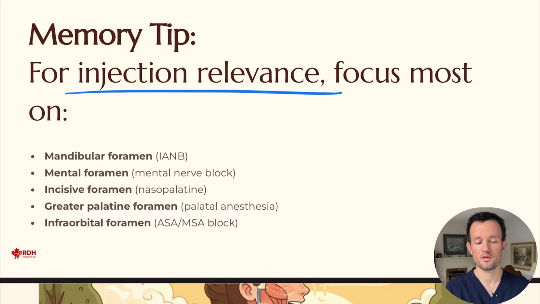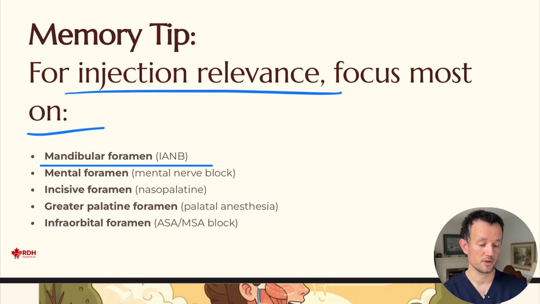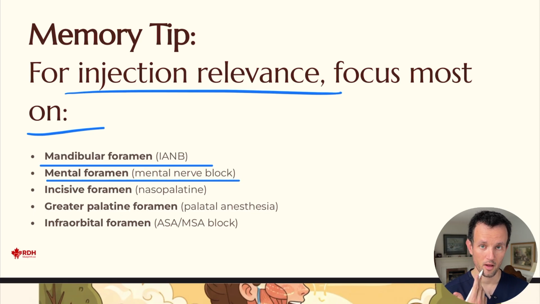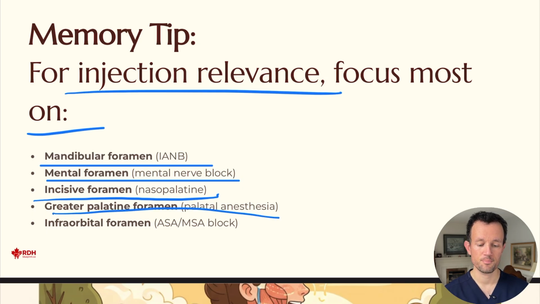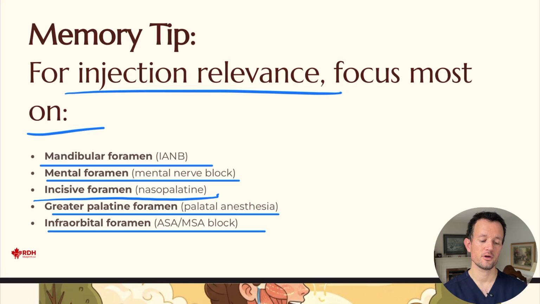For injection relevance, focus on the mandibular foramen. For the inferior alveolar nerve block, the mandibular foramen is way back there in the ramus of the mandible. That's where they're freezing back for the IA block. The mental foramen, that's going to be for your incisive block, right? Or your mental block, right by there by your mandibular foramen. The incisive foramen, that's going to be for your nasopalatine block. Freeze right there. And your GP, that's going to be for your GP block. And for your infraorbital, that's going to be your ASA and MSA block.